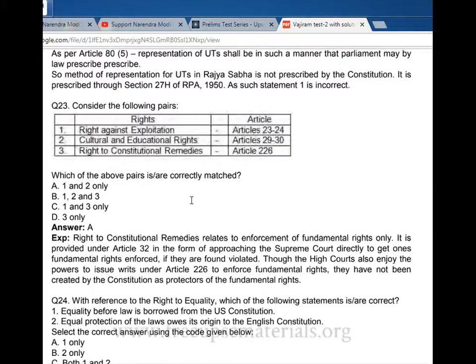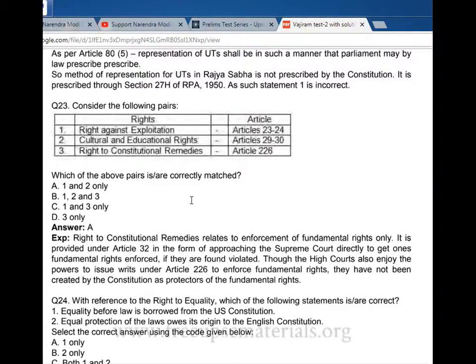Article 226 is to enforce fundamental rights, but the high courts have not been created by the Constitution as protectors of fundamental rights. The high courts can also exercise the power to issue writs under Article 226 to enforce fundamental rights. And Article 32 is the form of approaching the Supreme Court directly to get one's fundamental rights enforced.